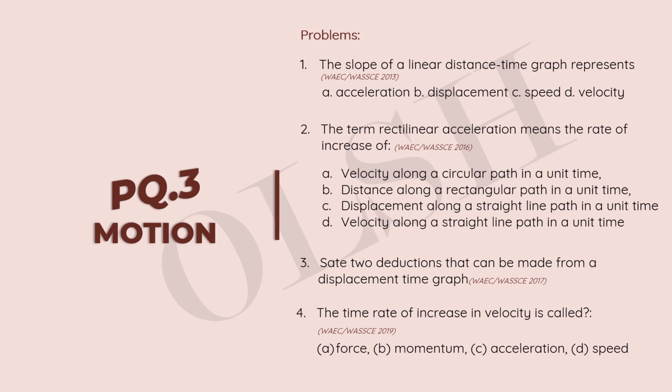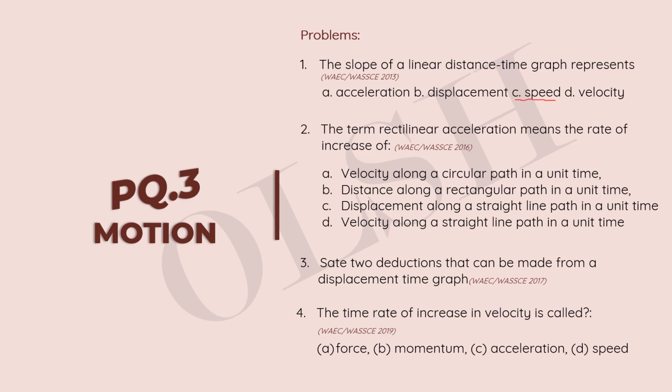So the first problem we have here is the slope of a linear distance time graph represents A, acceleration, B, displacement, C, speed, D, velocity. Okay, so which is the answer? We know we have a distance time graph. The slope of a distance time graph will always be C, speed. Okay, so we have the answer here to be speed.